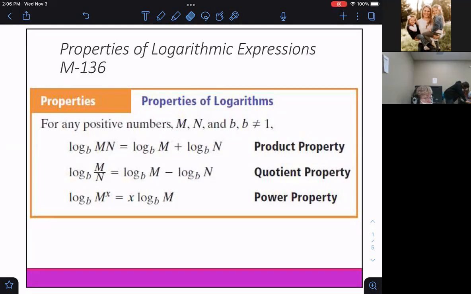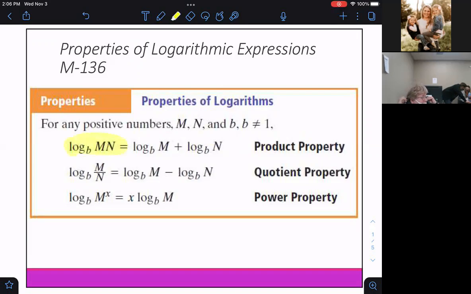Today we are going to look at some properties of logarithms. We're going to solve some log equations, and then we're going to look at domain and range when it comes to logarithms. So to get started, here are our product property, our quotient property, and our power property of logarithms.